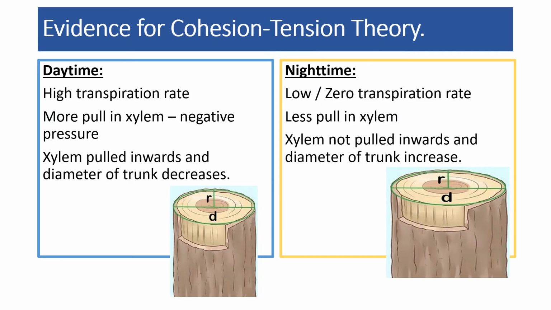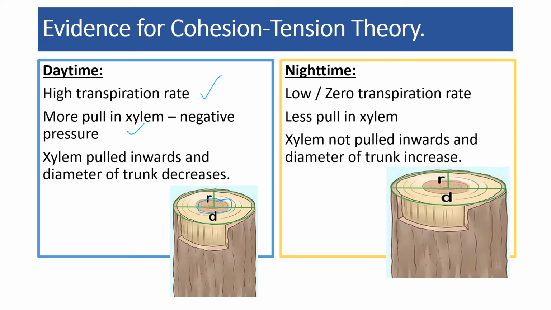So what evidence do we actually have for this? Well, the main bit of evidence is, what happens differently at daytime and nighttime? At nighttime, there is very little transpiration, but at daytime, there is a high transpiration rate. And this is because in the daytime, more water is evaporated from the stomata, and therefore there is a negative pressure in the leaf pulling the water up the xylem. And if you actually measure the diameter of the trunk of a tree, the diameter actually decreases in size because the pressure is lower in the xylem in the daytime, because the water is being pulled upwards.